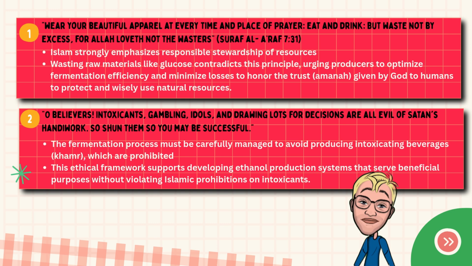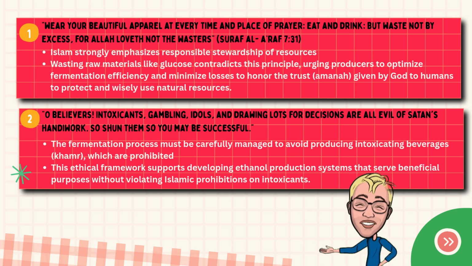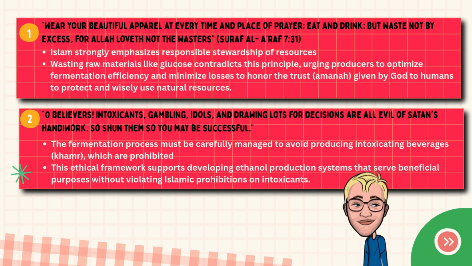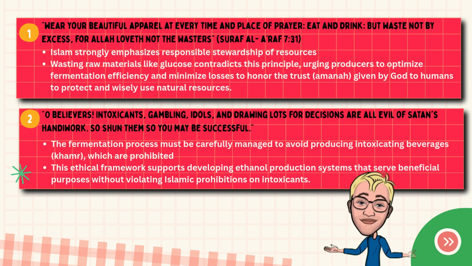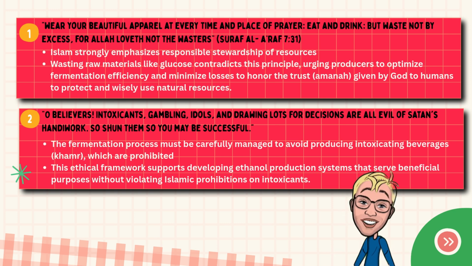First, for the Islamic perspective: wear your beautiful apparel at every time and place of prayer. Eat and drink, but do not be excessive, for Allah does not love the excessive. So simply, Islam strongly emphasizes responsibility, and wasting raw material like glucose contradicts this, which pushes a grain producer to optimize fermentation efficiency.